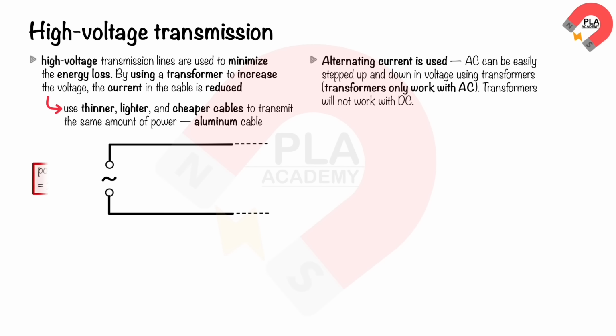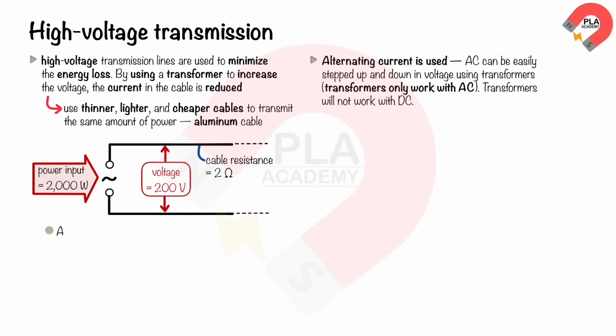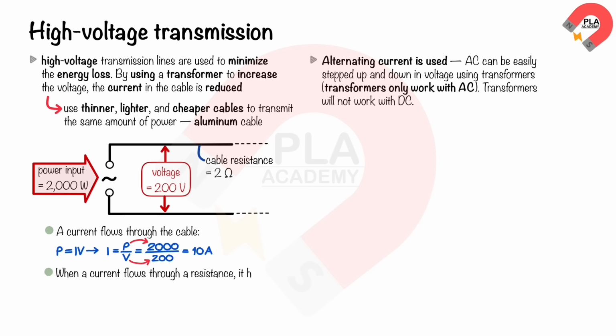In the first circuit, the power input is 2000 watts, the voltage is 200 volts, and the cable resistance is 2 ohms. The current flowing through the cable can be calculated by power equals current times voltage. Substituting, the power is 2000 and the voltage is 200. The result is a current of 10 amperes. When a current flows through a resistance, it has a heating effect, so power is wasted. The power loss can be calculated by power equals current squared times resistance. Substituting, current is 10 and resistance is 2. The result is a power loss of 200 watts.